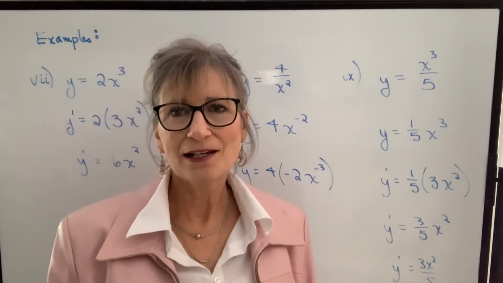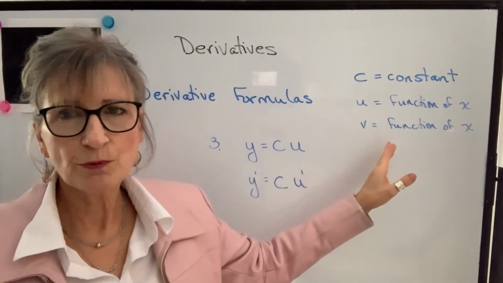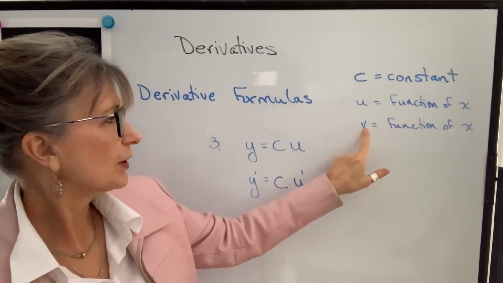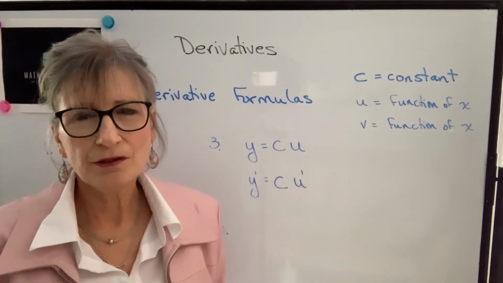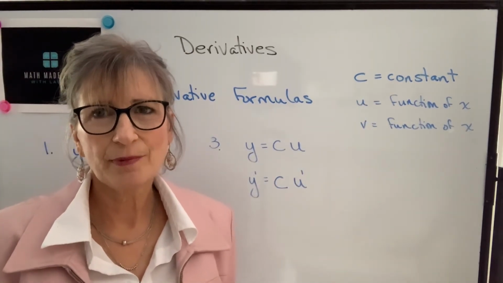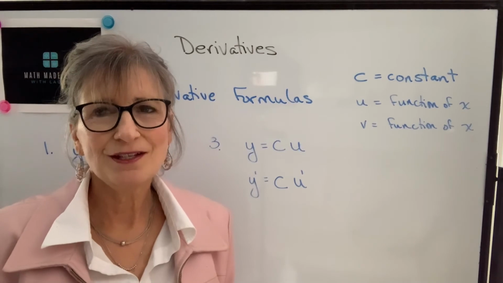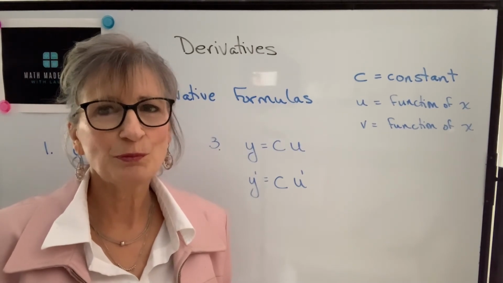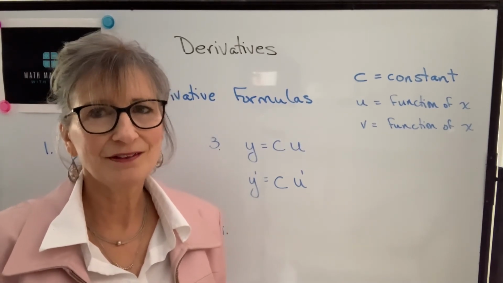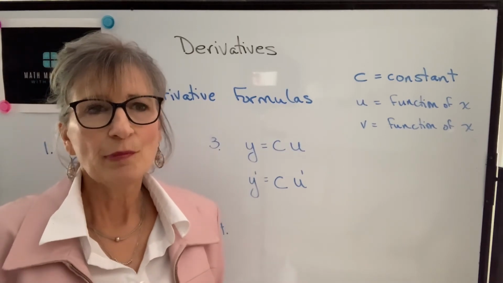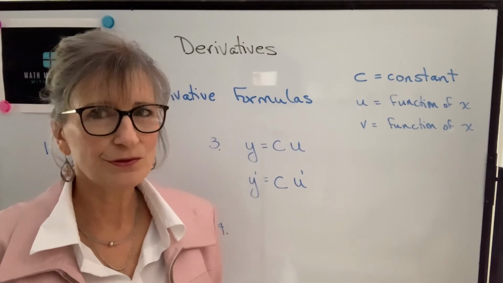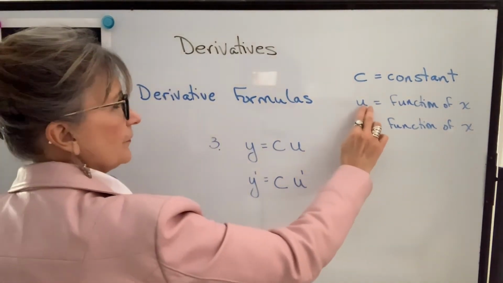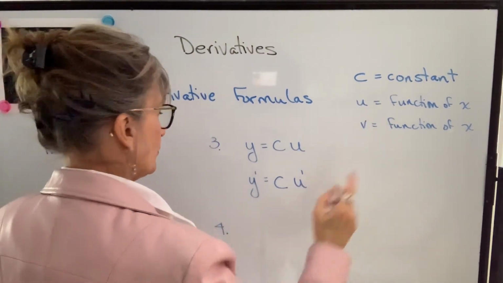Let's take a look at one last rule. I want to introduce one other function of x I'm going to call v. I'm not crazy about the letters u and v, but it's pretty standard in a lot of math texts, just because u and v look very similar, and if people write them in a sloppy manner, then it's easy to confuse the two. But I just want to be consistent with what math texts generally use. So u is a function of x, v is a function of x.